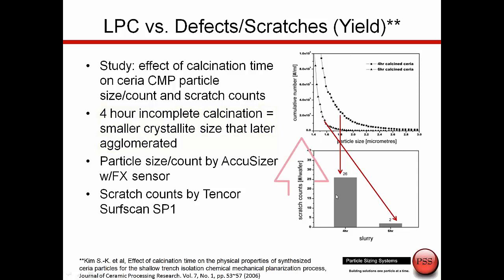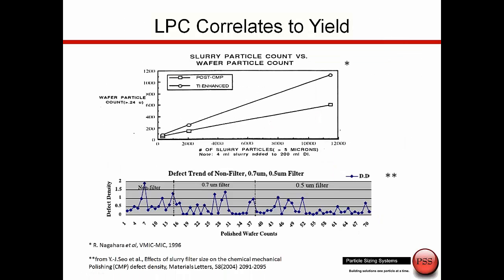What we see down here are scratch counts on the wafer, and these scratch counts were collected using a 10-core surface scan. And what we see is that at the higher large particle count, there is a much higher scratch count. And conversely, where there was a lower large particle count, there were much fewer scratches. We'll look at two more studies here.